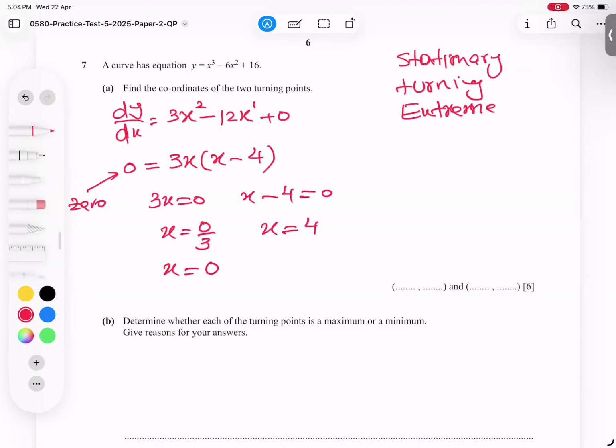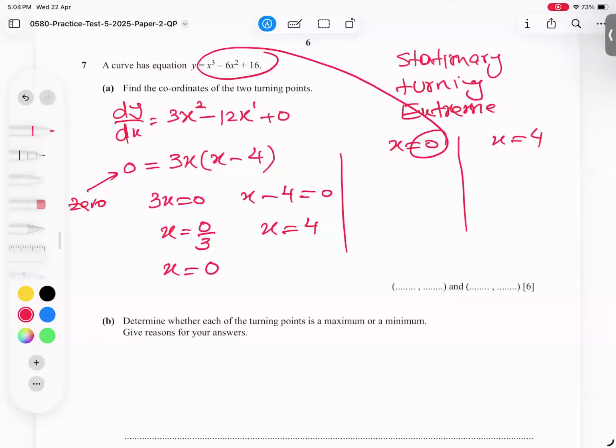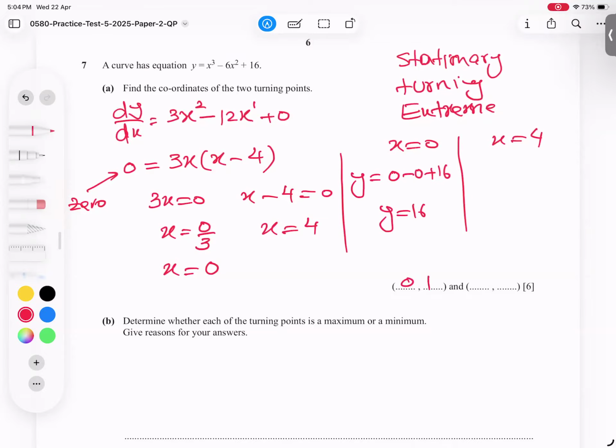But he said coordinates, so not x coordinates only. So I have to continue and get a y as well. So both values, 0, I will plug into the top equation. When I put 0 into the top equation, 0 to the power 3 is 0, and again 0, and 16 is left behind. So I got (0, 16).